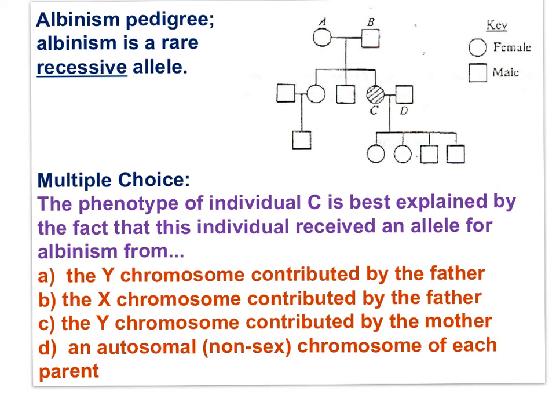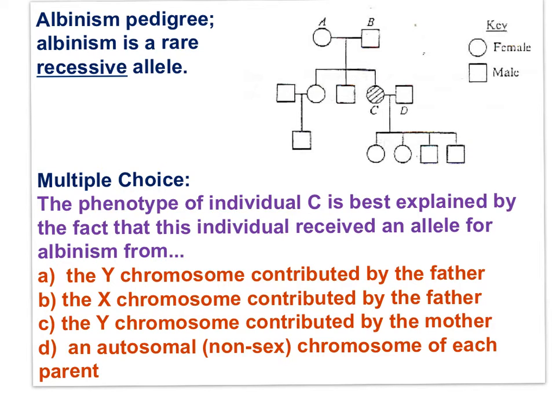Here's a multiple choice based on the same pedigree for albinism. You ought to be able to handle this relatively quickly. The phenotype of individual C is best explained by the fact that this individual received an allele for albinism from, it's not A, because fathers don't give Y chromosomes to daughters. It's not B, because the father has normal pigmentation, but the daughter is albino. It's not C, because mothers don't have Y chromosomes to give.